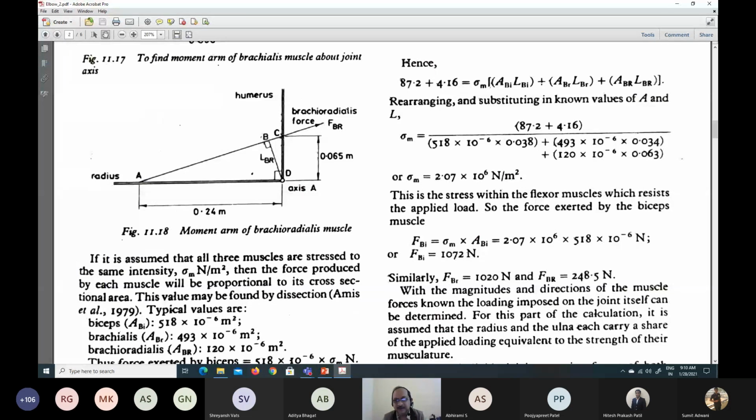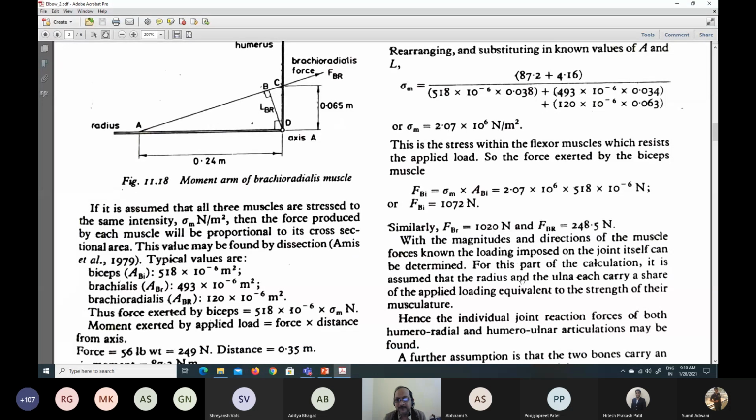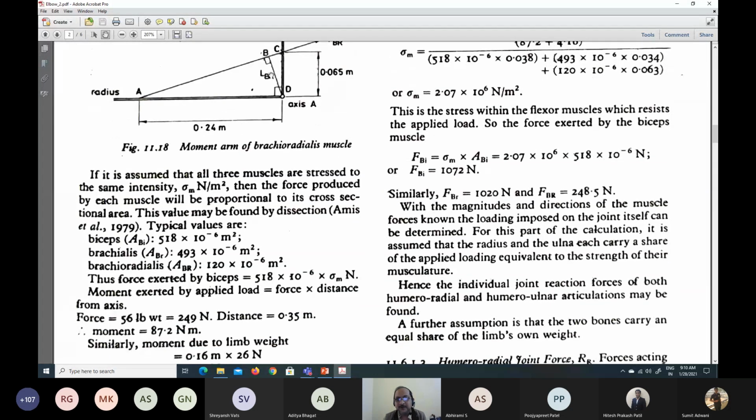So yesterday, actually, we found out the mean stress in the muscle first, and then the individual muscle forces in muscle biceps, in muscle brachioradialis and brachialis. So these three muscles we have found out, based on the simple free body diagram of the elbow joint.